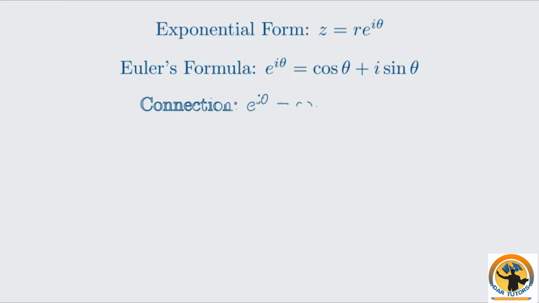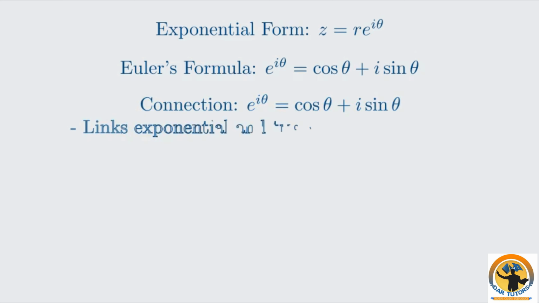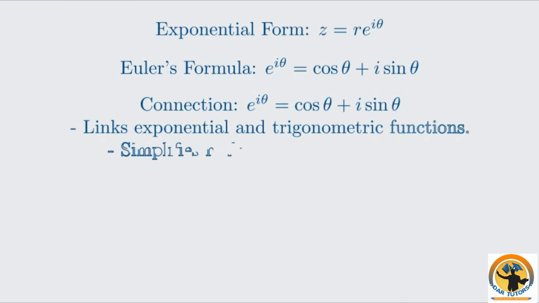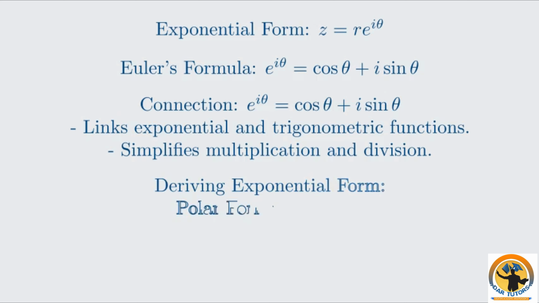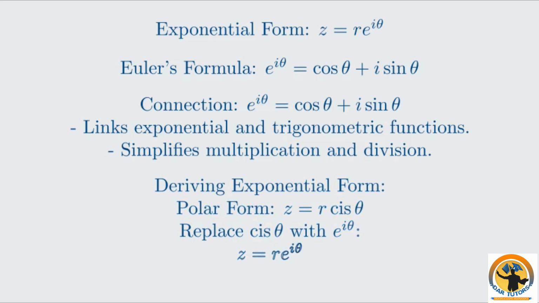This form is incredibly useful in applied mathematics, engineering, and physics because it connects exponential growth and periodic oscillation. Since we know polar form is z equals r cis theta, we can replace cis theta with e to the i theta. This gives us the exponential form, z equals r times e to the i theta. Let's work through an example from your notes to convert between forms.